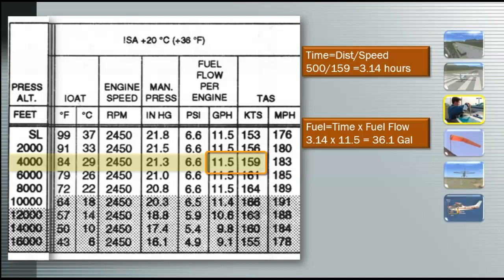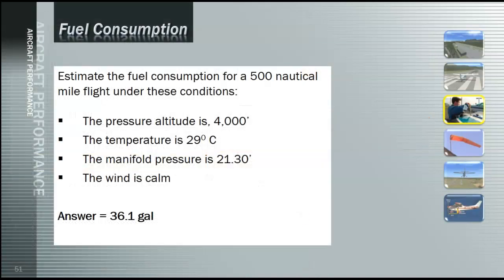And then our fuel will equal our time times the fuel flow. We determined that we would be burning 11.5 gallons per hour. So we multiply 3.14 times 11.5 to get a total fuel of 36.1 gallons for the trip.